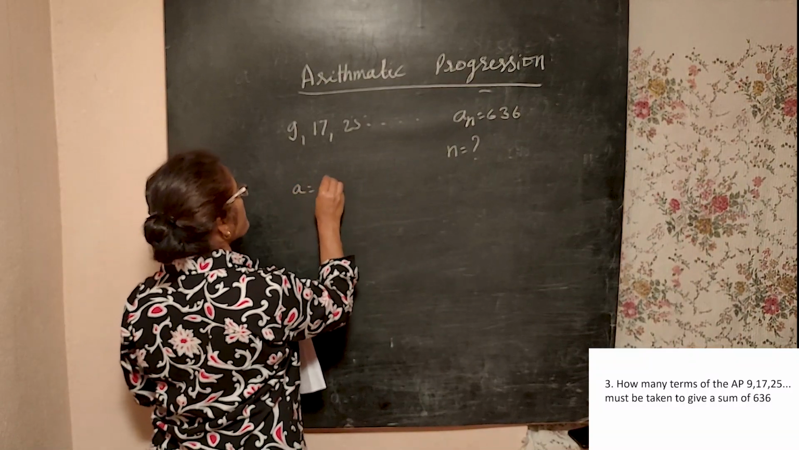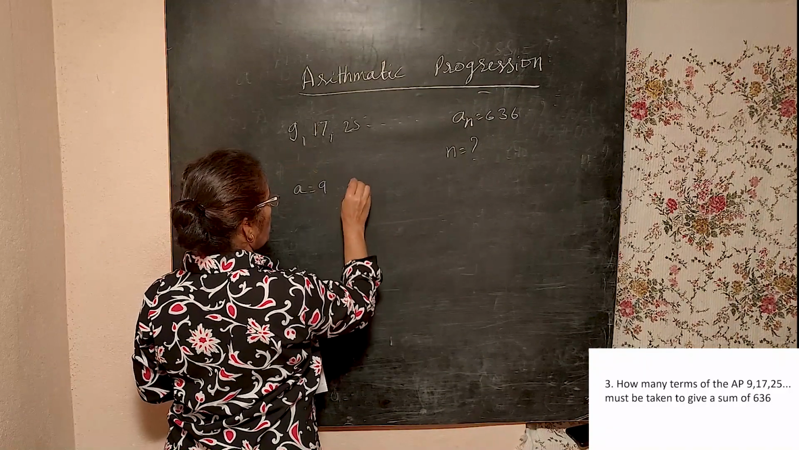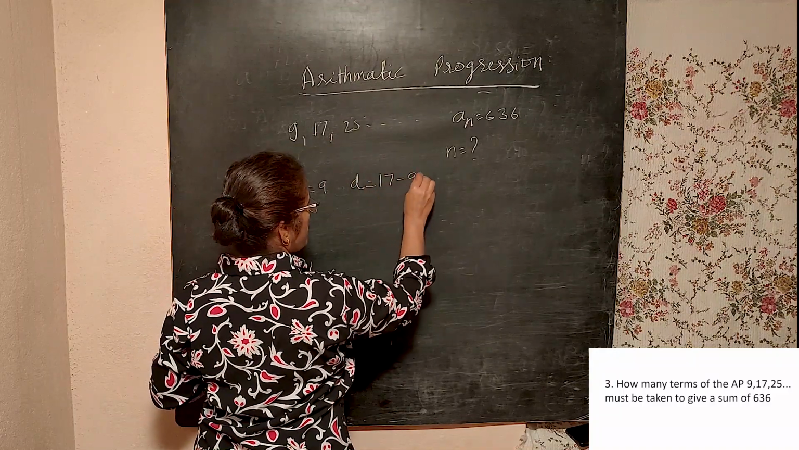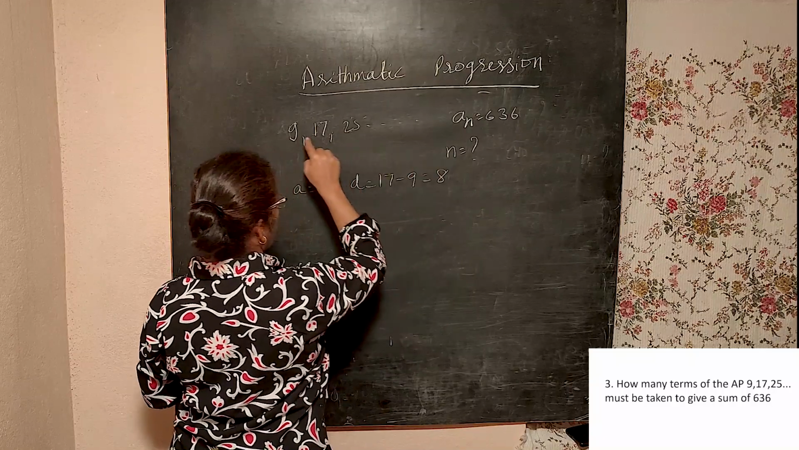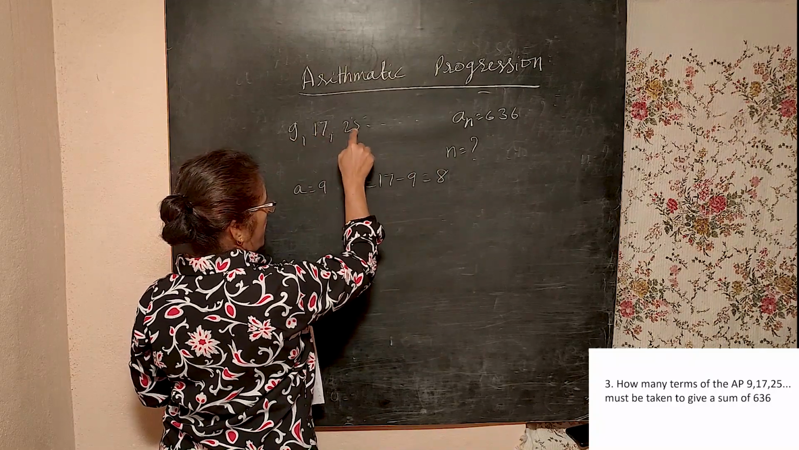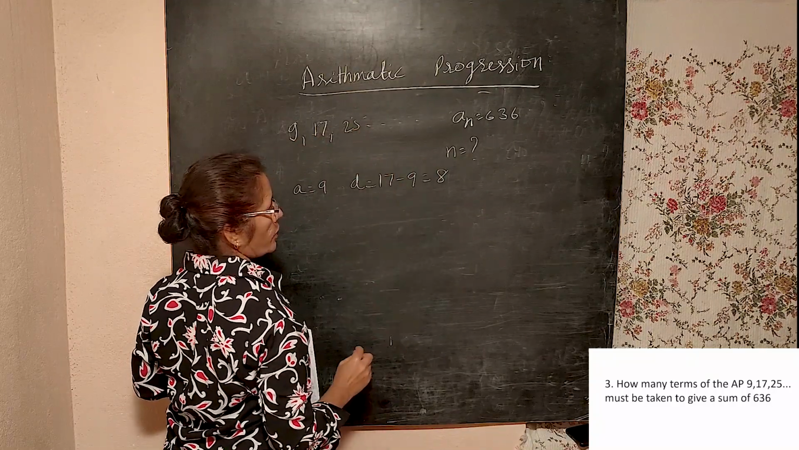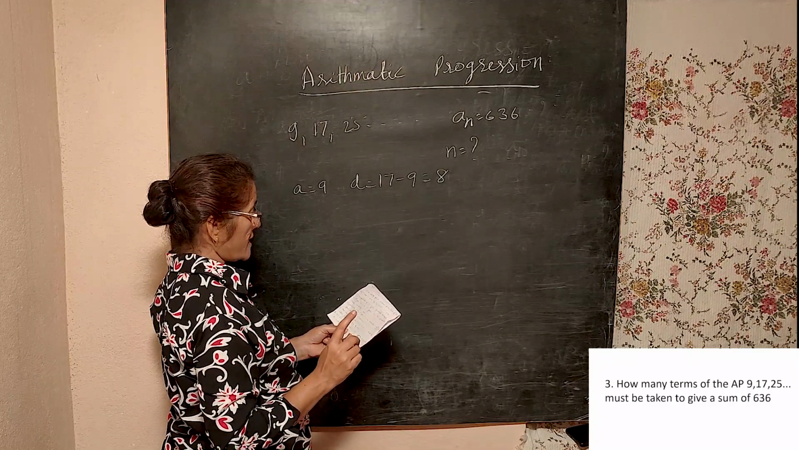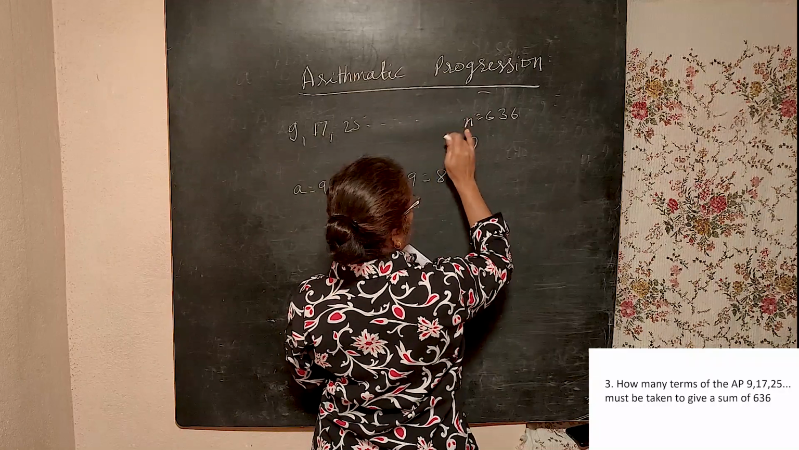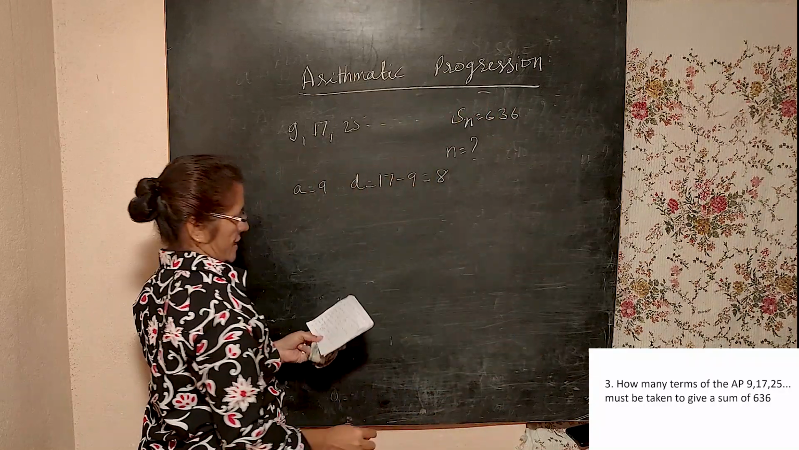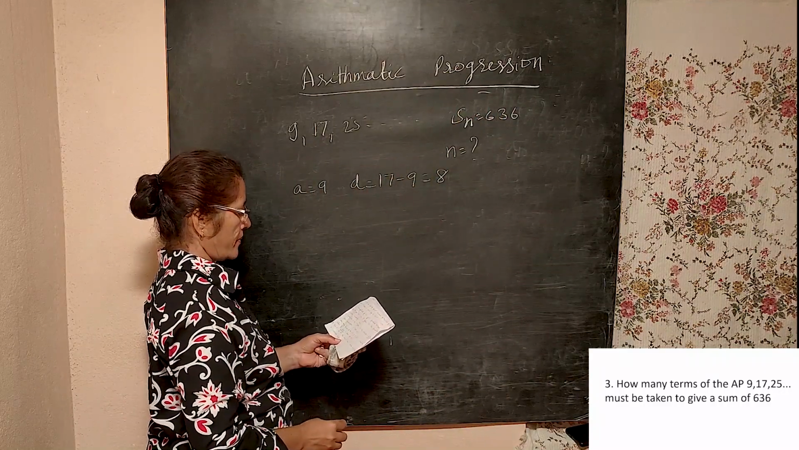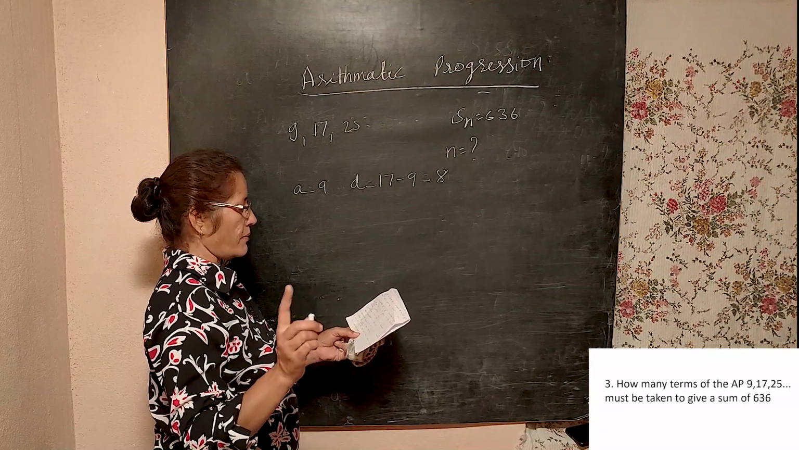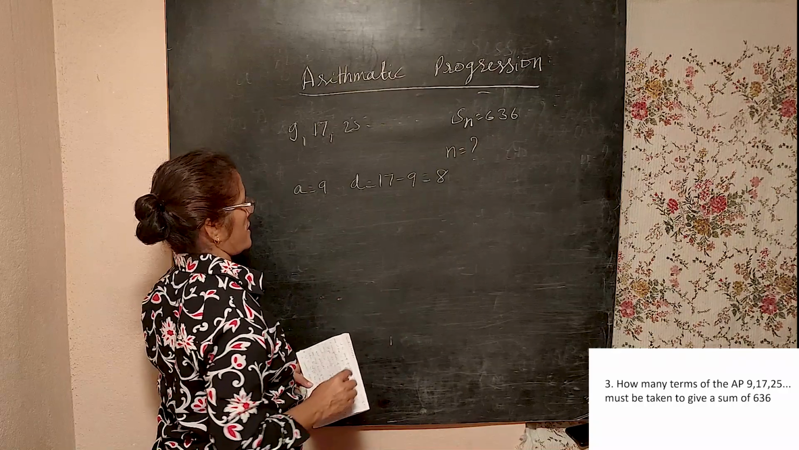By the given data, I can find out what is A. A is equal to 9, the first term. What is D? D is equal to 17 minus 9 is equal to 8. Yes, 9 plus 8 is 17, 17 plus 8 is 25. D is equal to 8. So what is the sum of 636? I'm sorry, it is Sn is equal to 636. How many terms of an AP 9, 17, 25 must be taken to give a sum of 636?